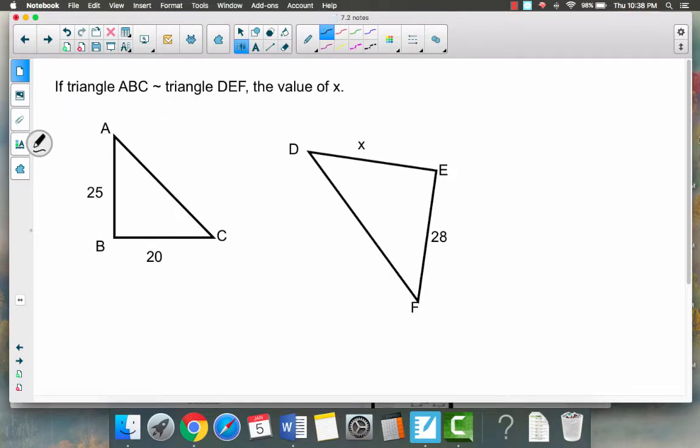Alright, so this is an example that doesn't give us a scale factor, however, it does give you the similarity statement. And that is just as good because now we can set up a proportion. So in this problem, it says that triangle ABC is similar to triangle DEF.